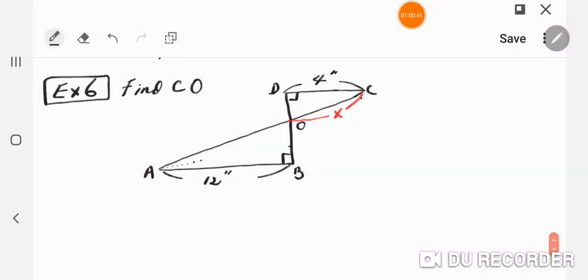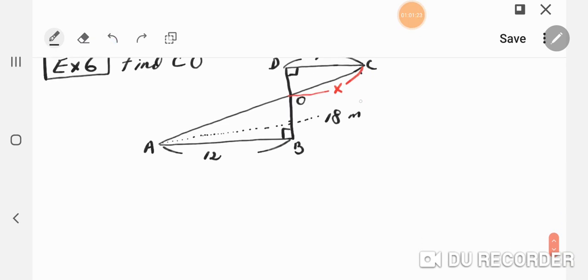Okay, example 6. Find the length of side CO. Let's find x. Here there are two triangles, and we have two right angles here. And let's say the length of AC, this length is 18 inches. This is given, 18 inches. Is it inches or meters? This says meters. The unit is meters. So this is 18 meters.